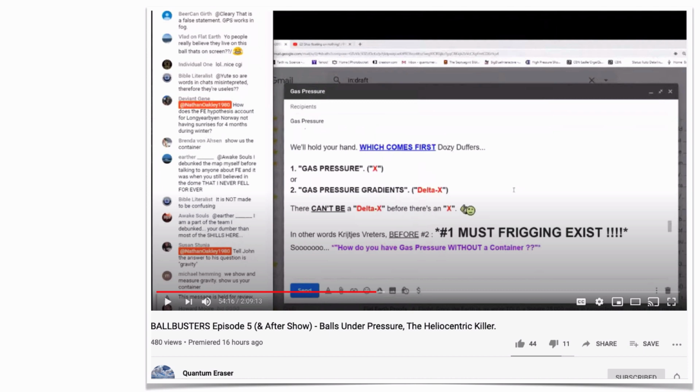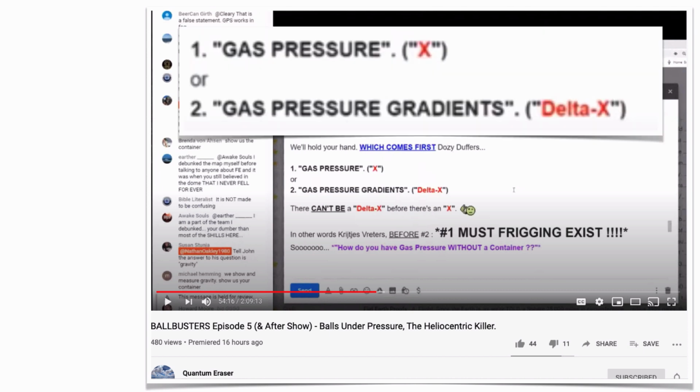So this was apparently Ballbusters episode 5. And he was talking about gas pressure versus gas pressure gradients. Now, what he means is pressure differentials. But people keep challenging him about how can you have a pressure differential? So he calls the gas pressure X and he calls the gas pressure gradients delta X. Now, really, he meant differentials. Okay, but he's using delta X, which is very interesting.